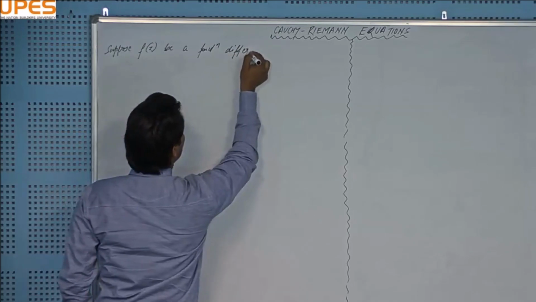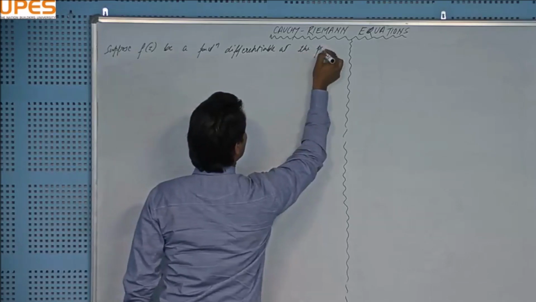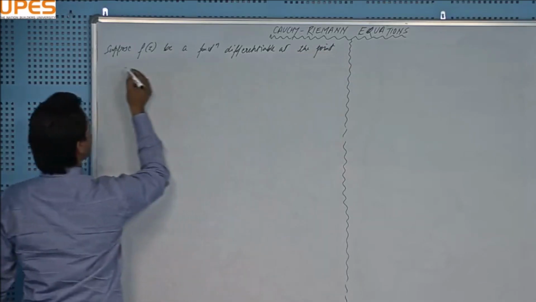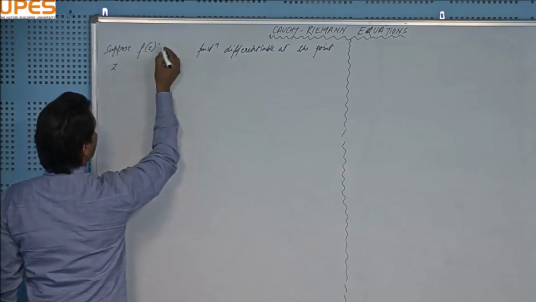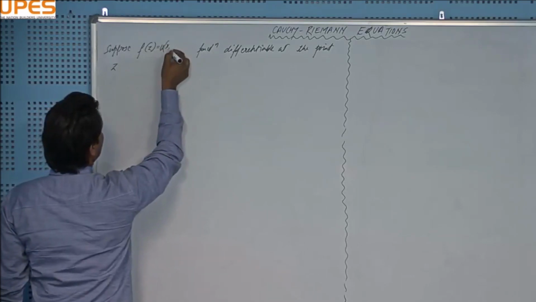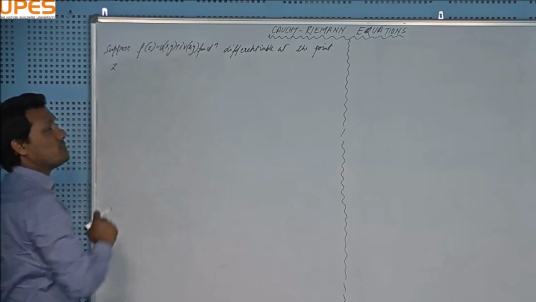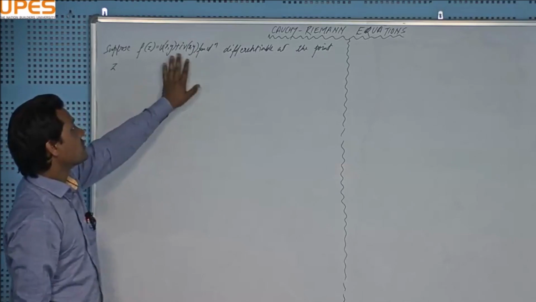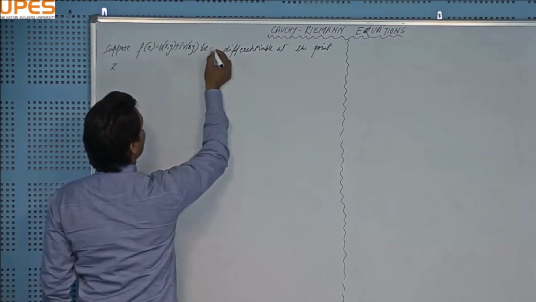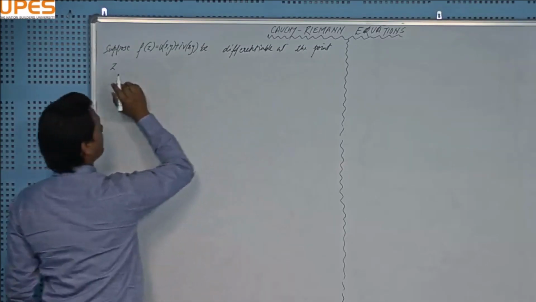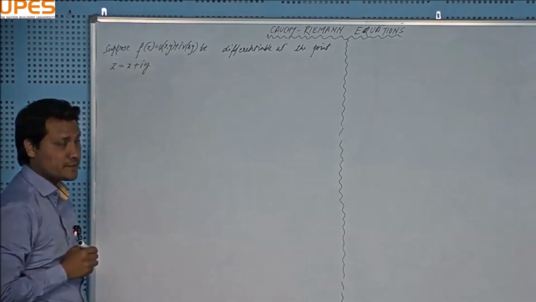differentiable at the point z. Or should I write it as f(z) = u(x,y) + iv(x,y), because u is the real part and v is the imaginary part of the function, and u and v both are functions of x and y, right? Be differentiable at the point z = x + iy, right?